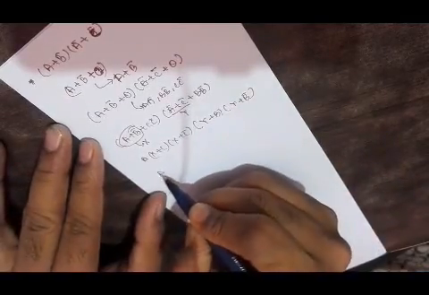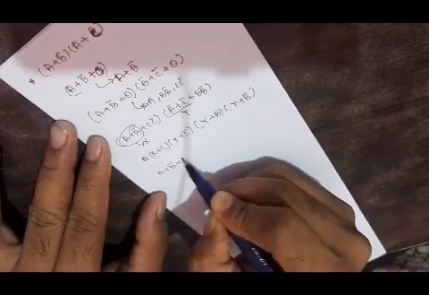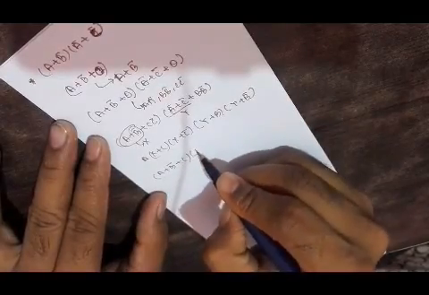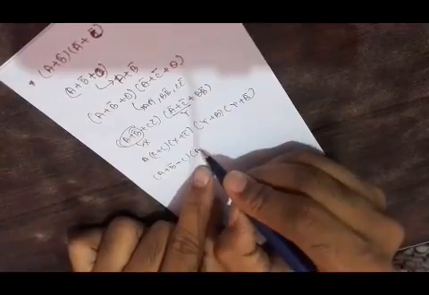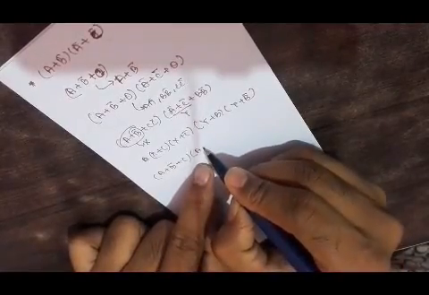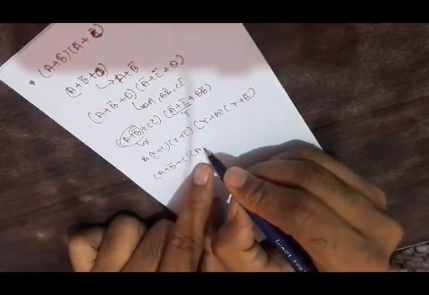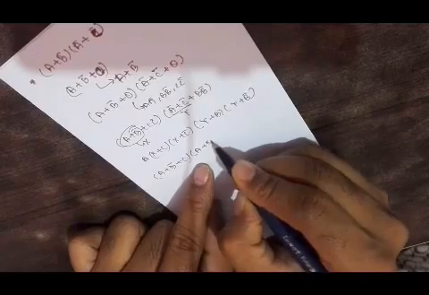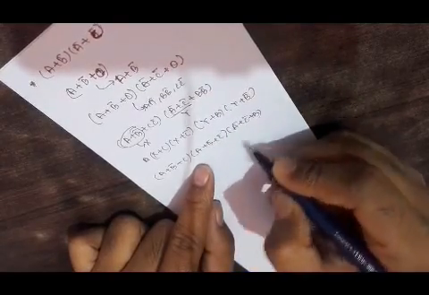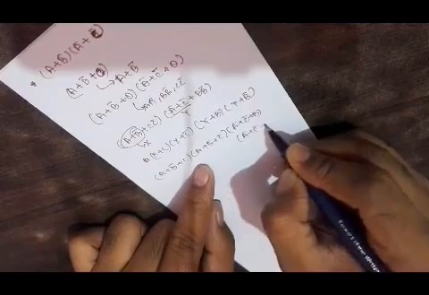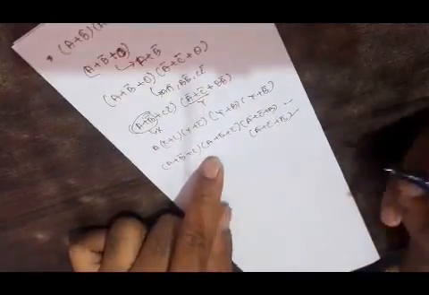Now replace it, you will get your A plus B bar plus C and A plus B bar plus C bar and A bar plus C bar plus B and A bar plus C bar plus B bar. So these are the canonical expressions.